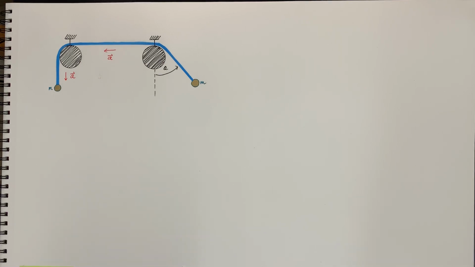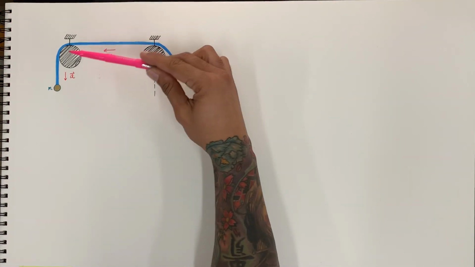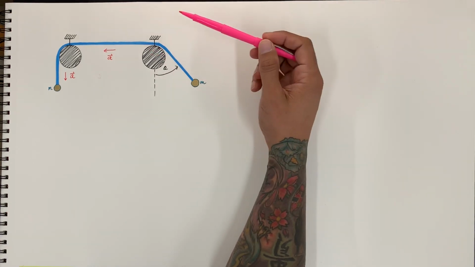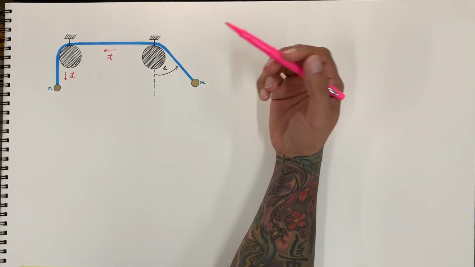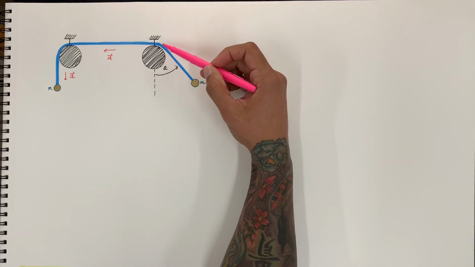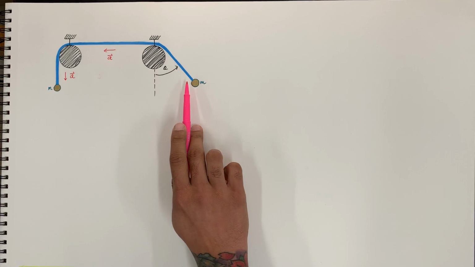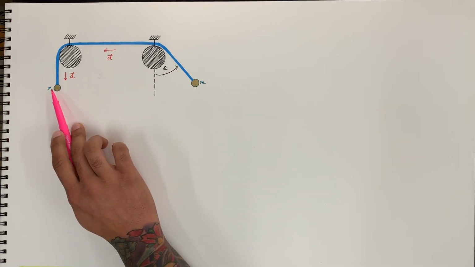Today I have a problem from classical mechanics, and we see here in this system that we have two pulleys, massless pulleys, so we'll assume they're massless to make the math easier. And we have this rope that attaches both of these masses, okay?